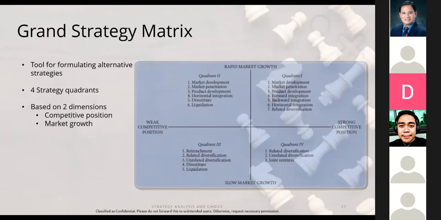Finally, Quadrant 4 businesses have a strong competitive position but are in a slow growth industry. These firms have the strength to launch diversified programs into more promising growth areas. Quadrant 4 firms characteristically have high cash flow levels and limited internal growth needs, and often can pursue related or unrelated diversification successfully. Quadrant 4 firms also may pursue joint ventures.